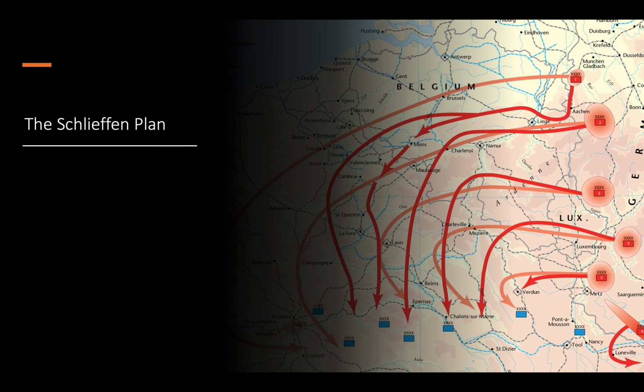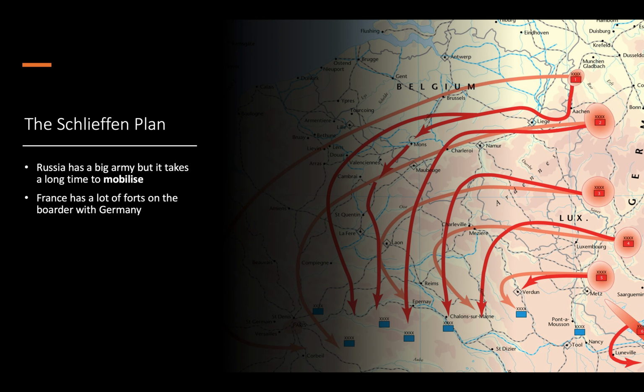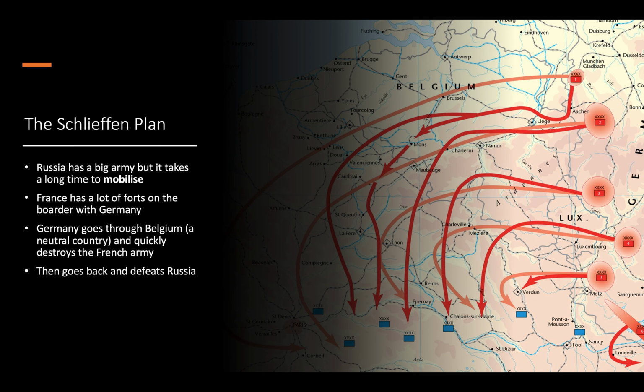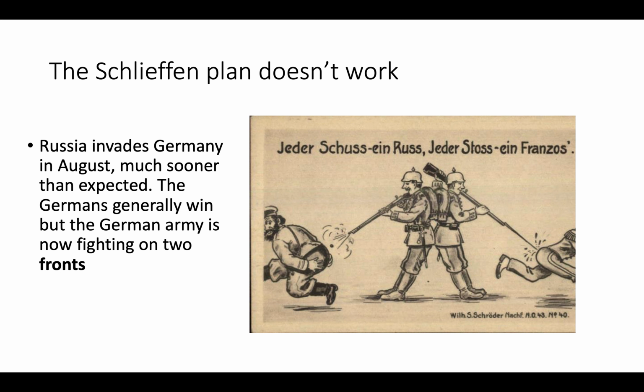The Germans had their Schlieffen plan, the idea that Russia was going to take a long time to get ready. France has got a lot of forts, so we're going to go through Belgium, destroy the French, go back and beat Russia. This doesn't work. Russia invades sooner than they expect. The Germans have to now fight on two fronts, on the east and the west.